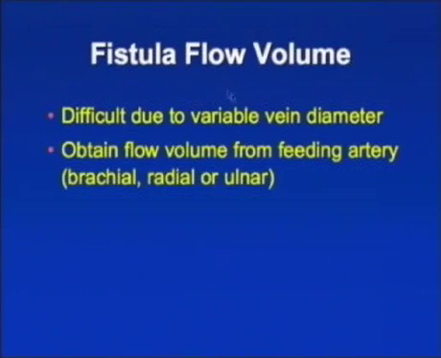For fistula flow volumes, the fistulas are difficult because of the variability in the vein size. An earlier diagram showed a sausage-like sort of affair, so it's difficult to get a good diameter measurement. For that reason, it's recommended that we obtain flow volume from the feeding artery, whether it be the brachial artery, the radial, or the ulnar artery, particularly the brachial artery, because the majority of blood flow coming down these vessels is going into the fistula, with perhaps 10% going on to the hand.